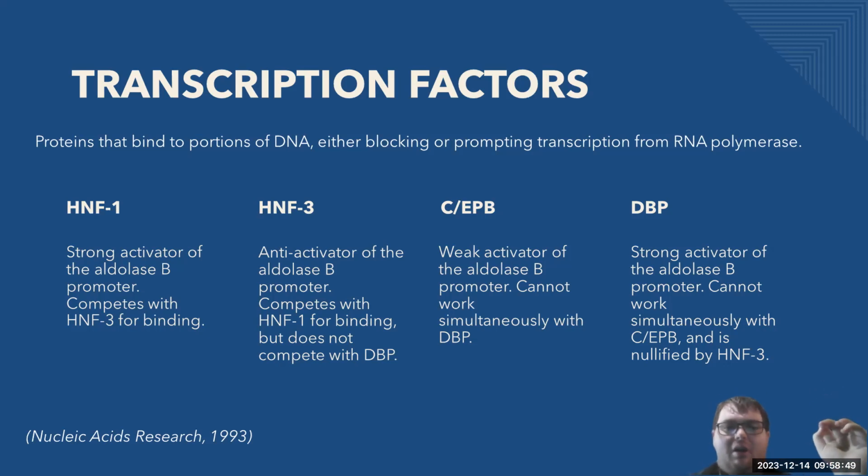Some important transcription factors to go over are especially for the aldolase B isoform. HNF1 is a strong activator of the aldolase B promoter, and HNF3 is an anti-activator. It blocks the transcription. And interestingly enough, HNF1 and HNF3 compete with each other, trying to get to a single binding site. But depending upon the type of cell specialization, only one will make it.